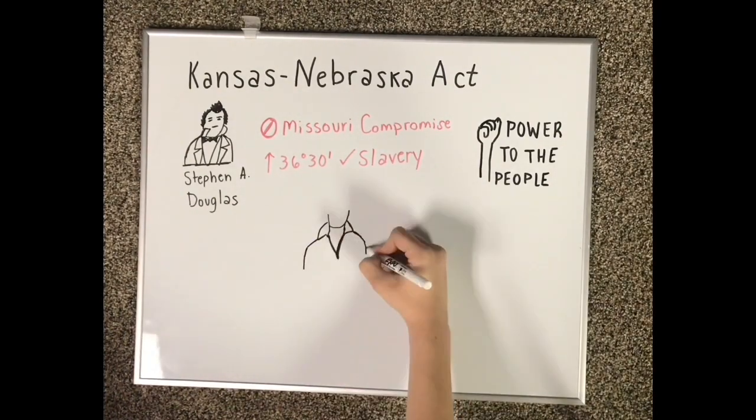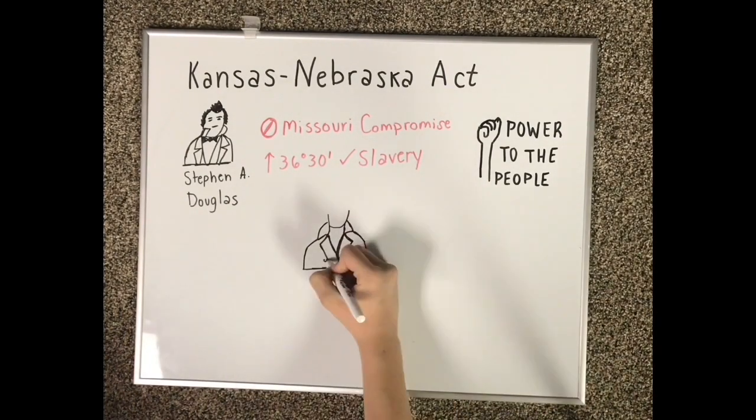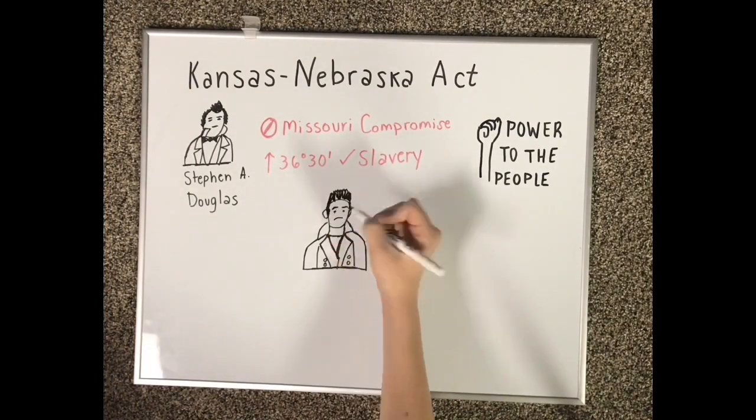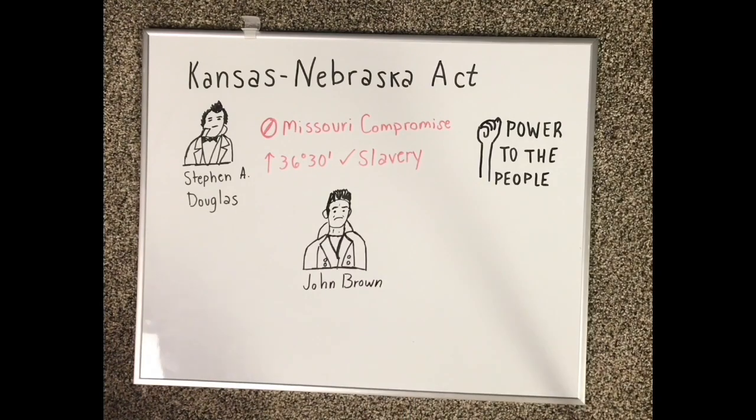The promise of popular sovereignty brought pro-slavery and anti-slavery folks into this territory in an effort to sway the elections. One particular abolitionist, known as John Brown, believed that it was God's will for him to destroy slavery. He caused violence to erupt and ended up killing some pro-slavery settlers.